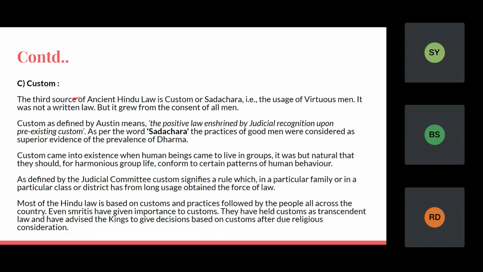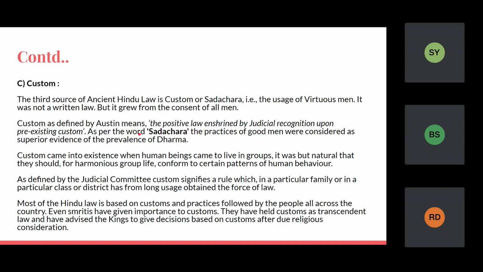So custom as defined by Austin. Austin is a jurist actually. He defined custom as the positive law enshrined by judicial recognition upon pre-existing custom. So jurists define them in this language only, which we are supposed to remember.